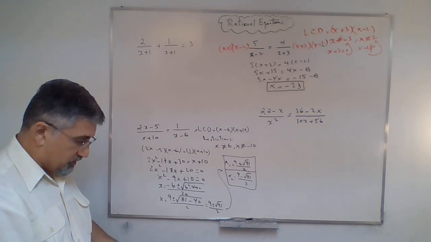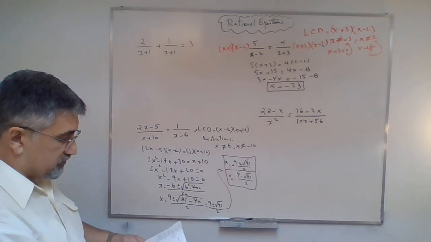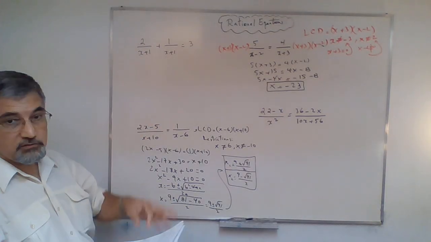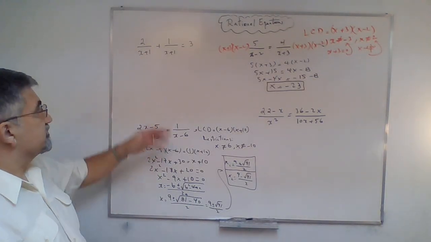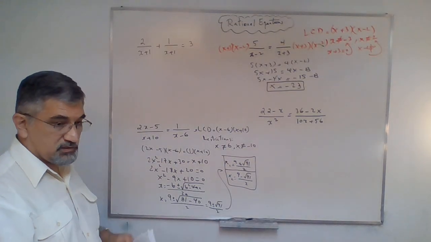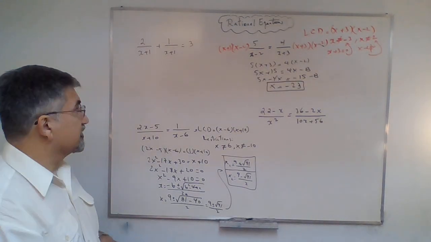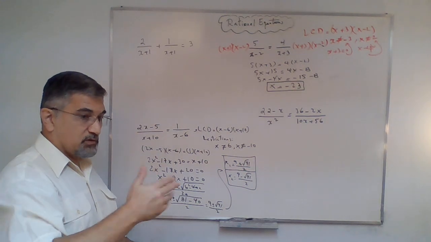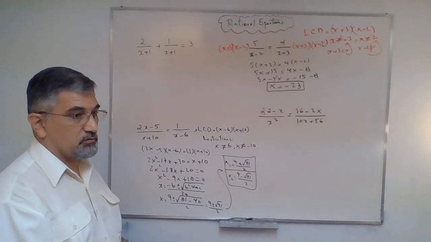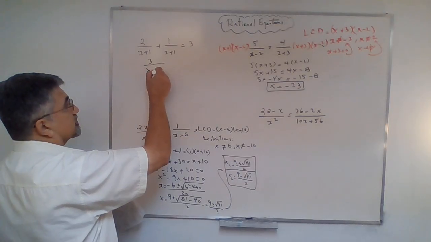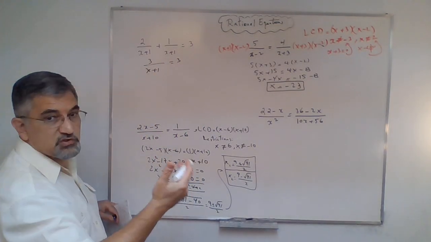The first one, it's the sum of two rational expressions equal to 3. But this one is very easy because the denominators are actually the same. So the LCD is actually x plus 1 itself. It's just like saying 2 times 1 over x plus 1 plus 1 times 1 over x plus 1. So 2 plus 1 is 3. So this is basically 3 over x plus 1 equals 3 if you just simplify it.